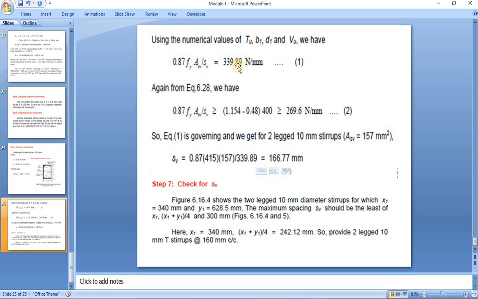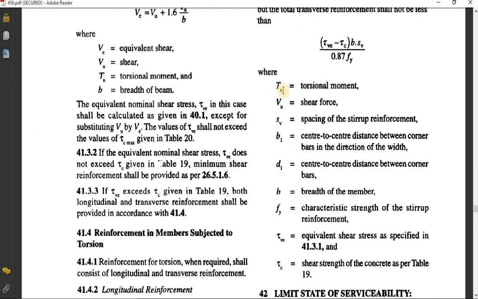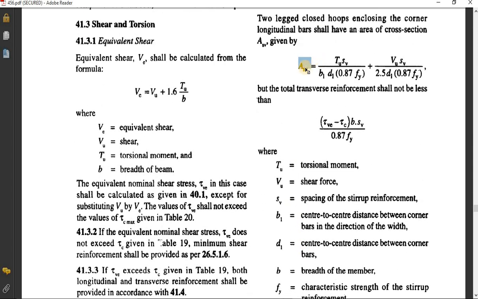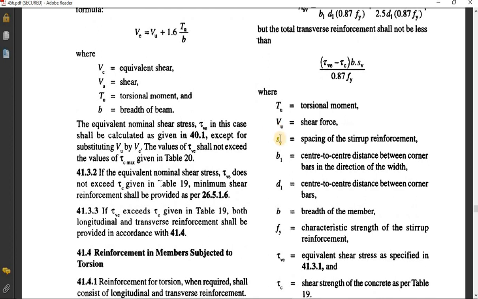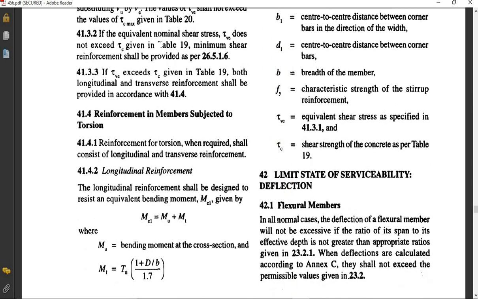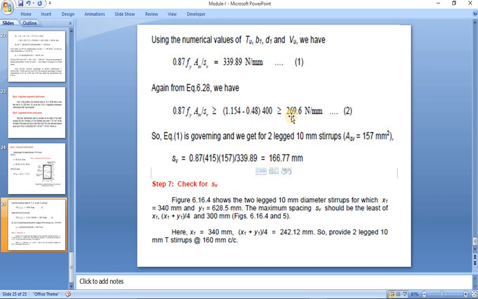After rearranging it, we get 0.87 Fy ASV divided by SV is equal to 339.89 Newton per mm. Again from this equation, this is greater than these values, so it satisfies the condition. Based on that we are going to calculate the value of SV. So SV is equal to 166.77 mm. These are the formulas. Spacing of reinforcement, SV, initially we calculate the area of transverse reinforcement required, and after that we calculate the spacing of reinforcement.